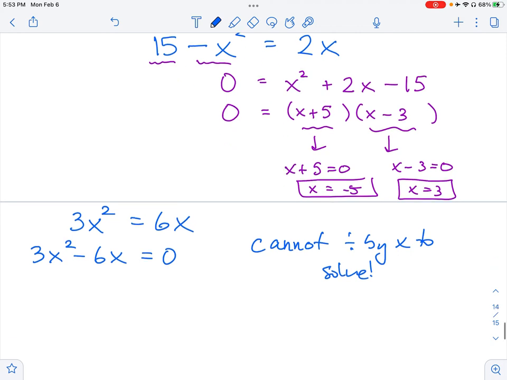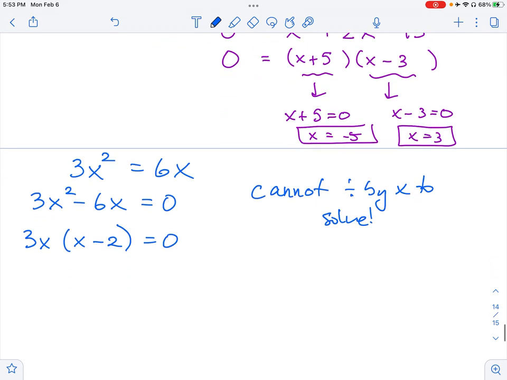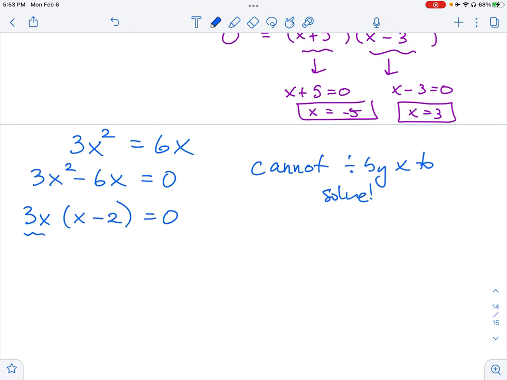So I have a GCF. I could take out a 3 and an x, leaves me with an x minus 2. And from here I can keep going. So again, do not divide by x in the course of solving. It's not allowed. We don't know what x is. I could end up dividing by 0 and eliminating a potential solution. From here we take both of these and set them to 0. Same thing like we do before.